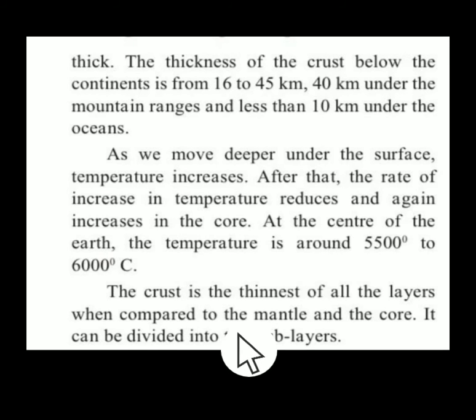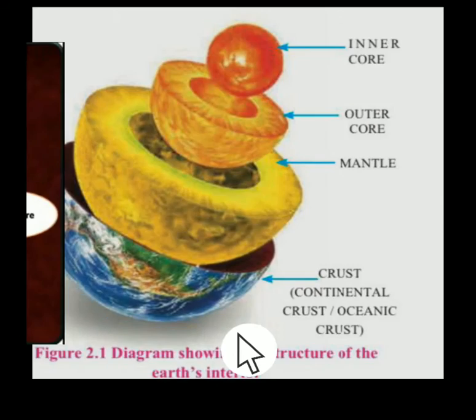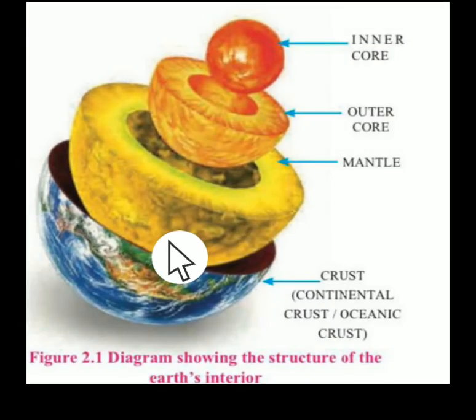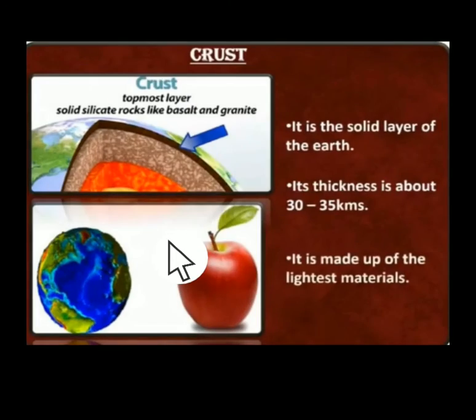It is divided into two sub layers, as we had seen ahead: continental crust and oceanic crust. My dear students, first let us have a quick revision via this image. We can see that the crust is a solid layer of the Earth.